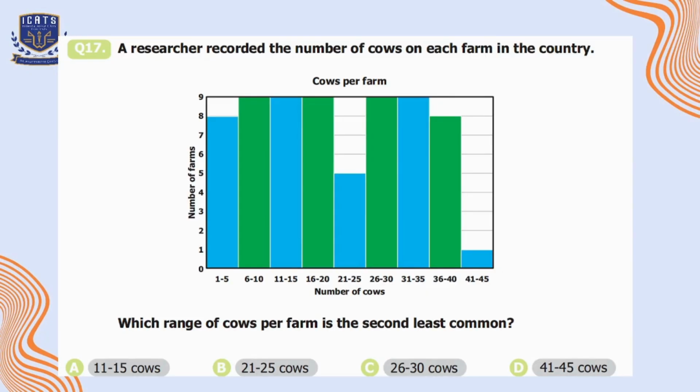Question number 17. A researcher recorded the number of cows on each farm in the country. Which range of cows per farm is the second least common? So if we look at this graph, we can see that the least common range is 41 to 45, and the second least common range is 21 to 25. Here we will choose our option B.